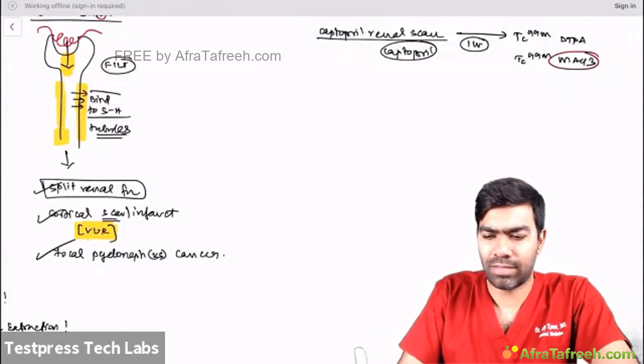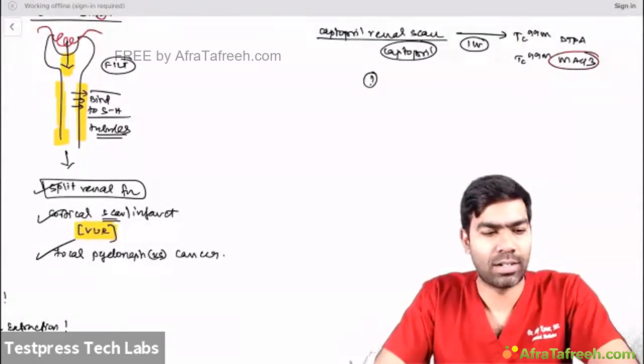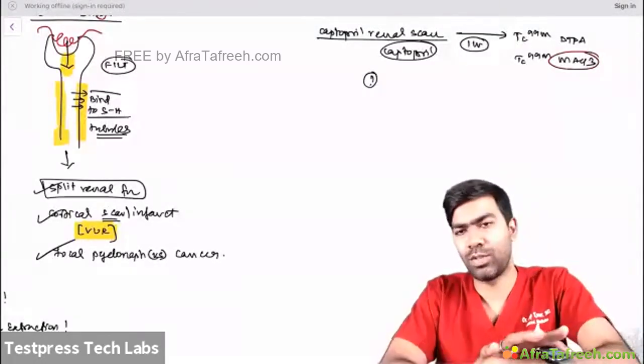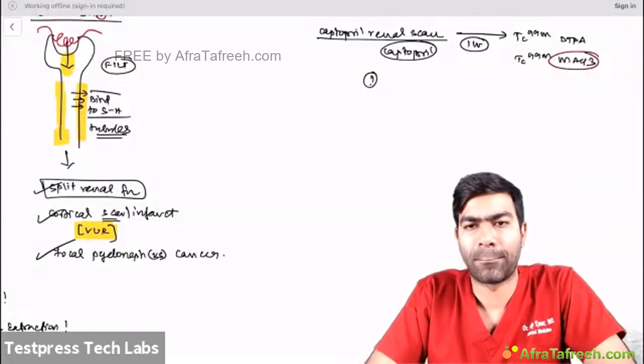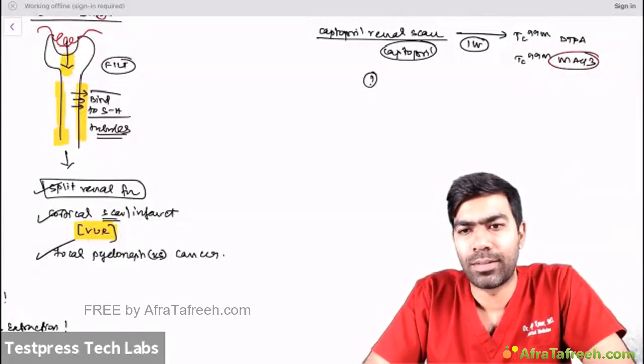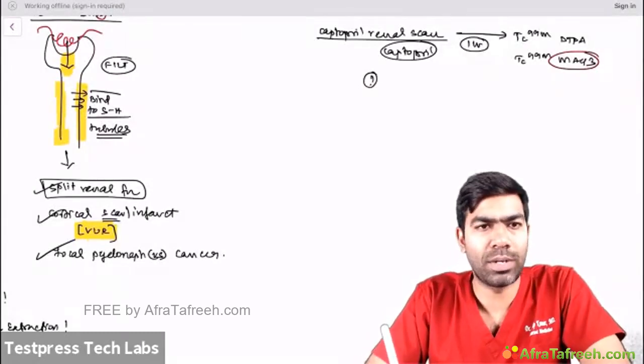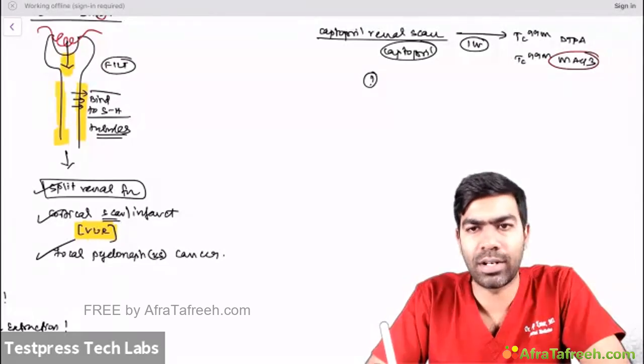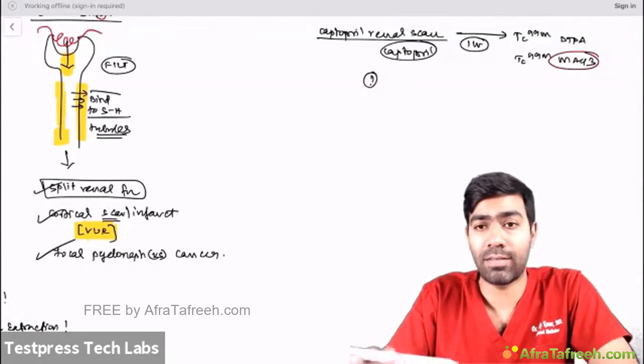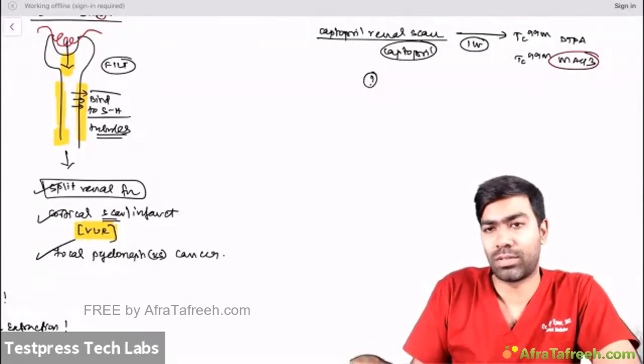But nevertheless, where do you use this? What is the use of this scan? Very common question in exam, isn't it? Where will you use this captopril renal scan? Anyone? I think there are so many people out there. 50 plus students are there. Where will you use?